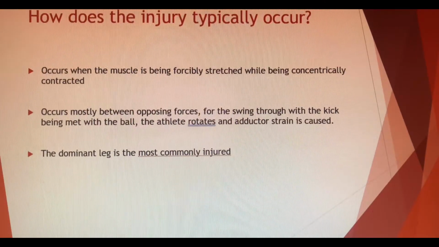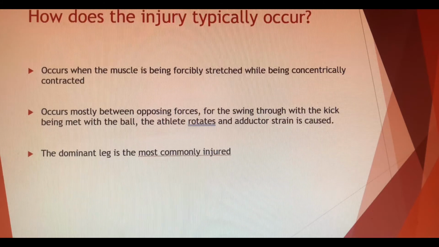So how does the adductor or groin strain injury typically occur in a drop punt kick? Groin strain commonly occurs when the muscle is being forcibly stretched while being concentrically contracted. The tension is placed within the adductor complex where the leg is externally rotating and abducting. This occurs between opposing forces involving the swing through with the kick being met with the ball, where the athlete rotates and adductor strain is caused. The dominant leg is more commonly injured and can sustain significant injury.